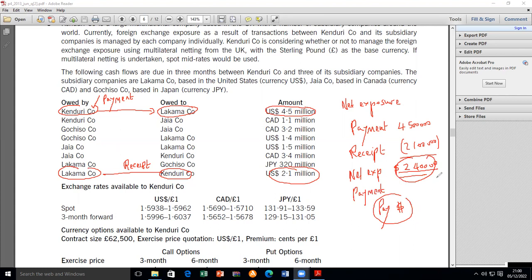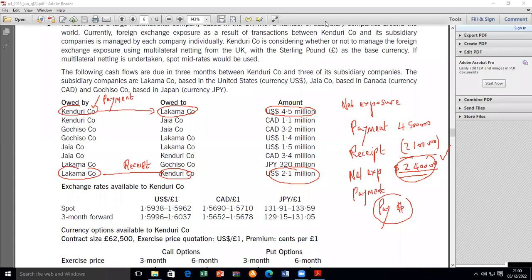So we need to pay this amount, the net payment. This is the exposure that we have to hedge. Okay, so how do you hedge this now? What hedging methods are available here?